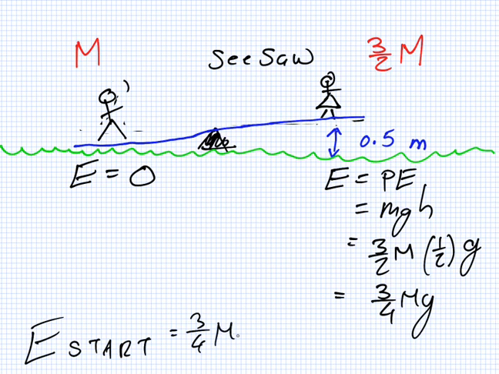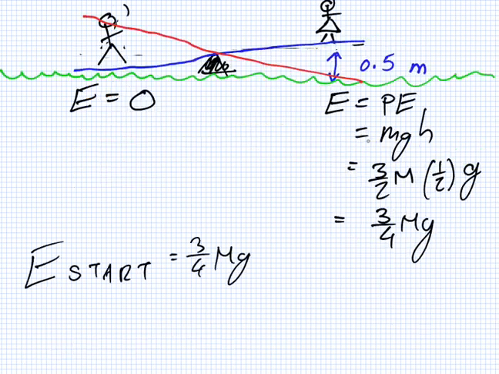Now later what happens is they swap. Johnny's going to be up in the air and then Margie's going to be on the ground. So later, what type of energy does Margie have? Well, she has only kinetic energy because she hits the ground. And what about Johnny?